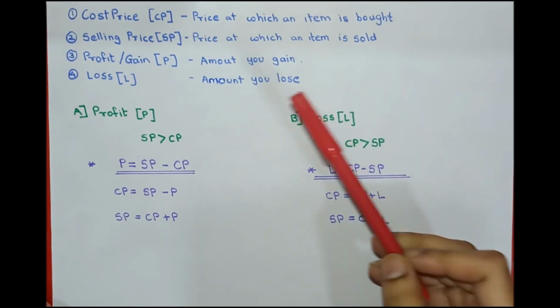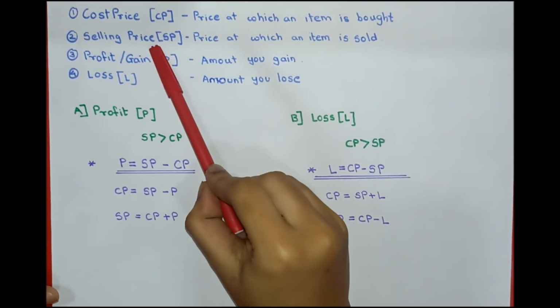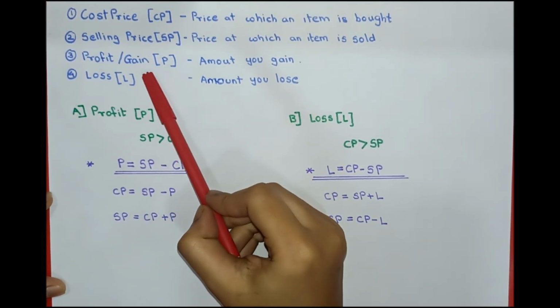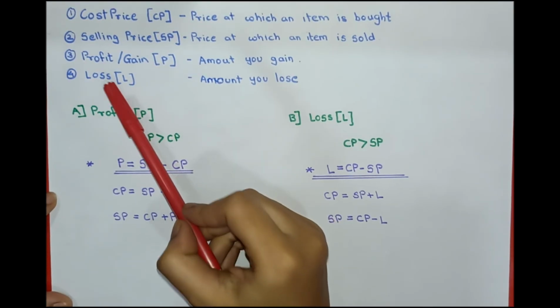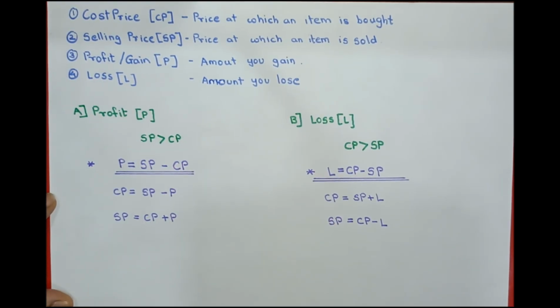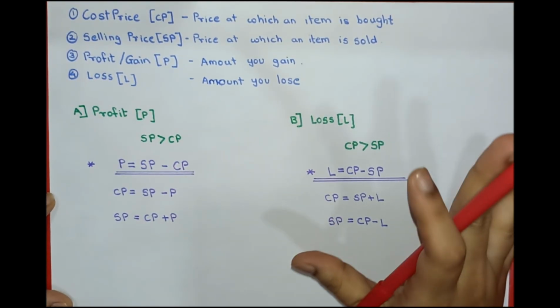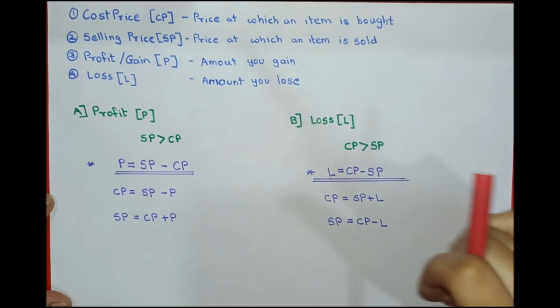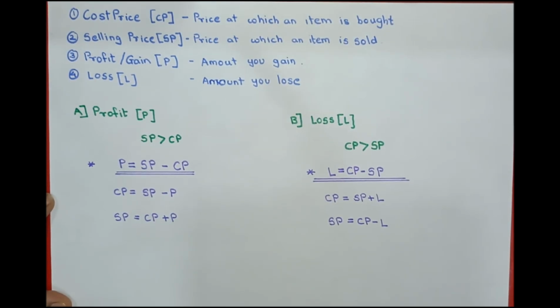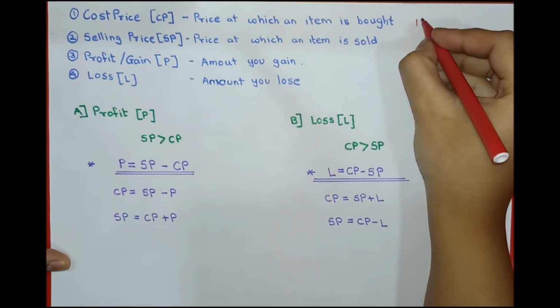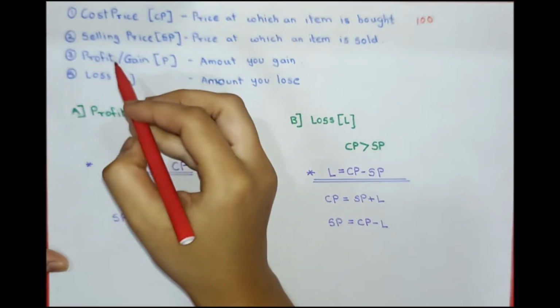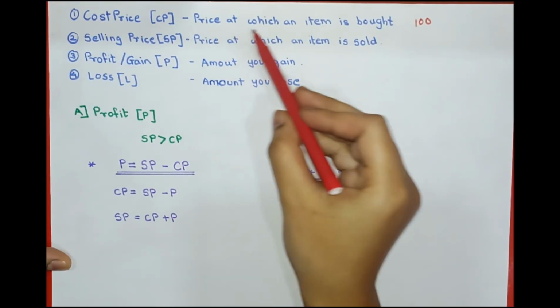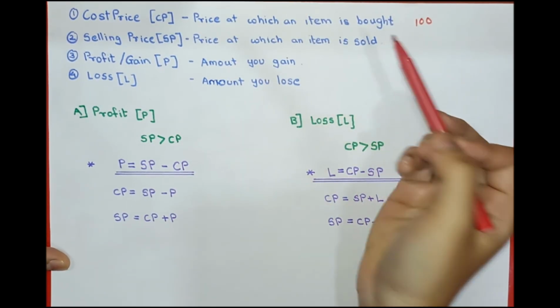Let's start with the basic terms of cost price, selling price, profit, which is nothing but gain, and the loss. So imagine you are a shopkeeper and you decide to sell some books in your store. Initially you would go to a wholesale shop and suppose you buy a book for rupees 100. So this 100 is nothing but your cost price, the price at which an item is bought.